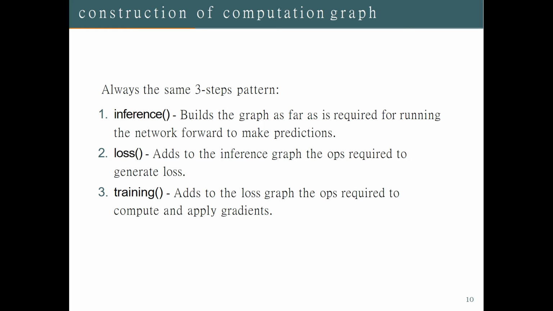There is always the same three-step pattern: inference, which builds the graph as far as is required for running the network forward to make predictions; loss, which adds to the inference graph the ops required to generate loss; and training, which adds to the loss graph the ops required to compute and apply gradients.